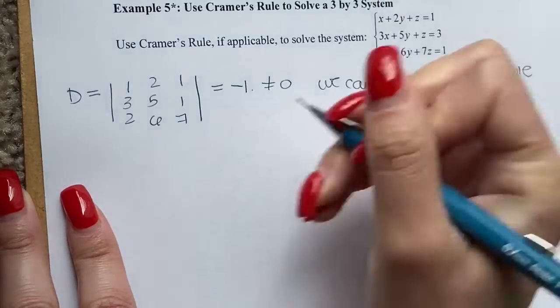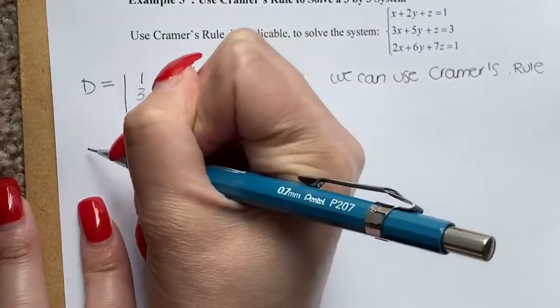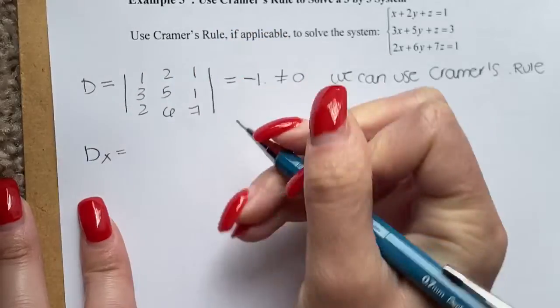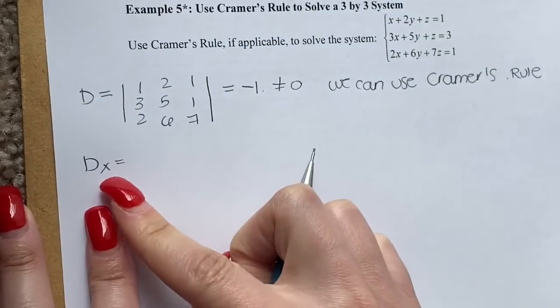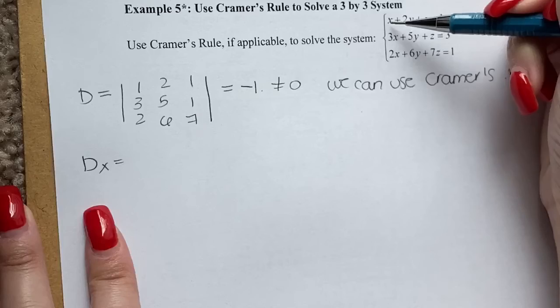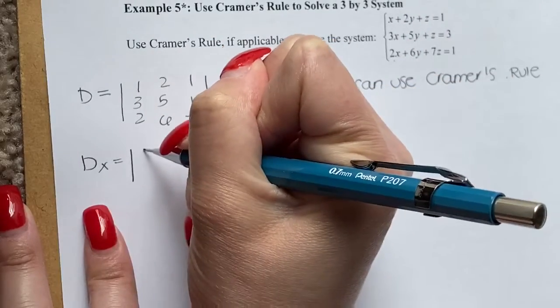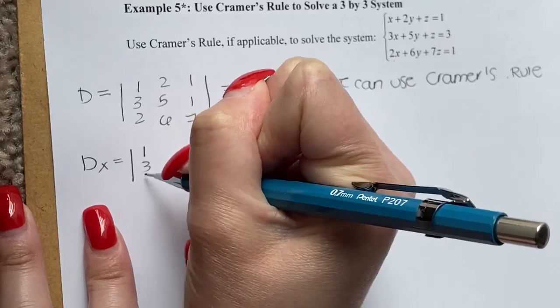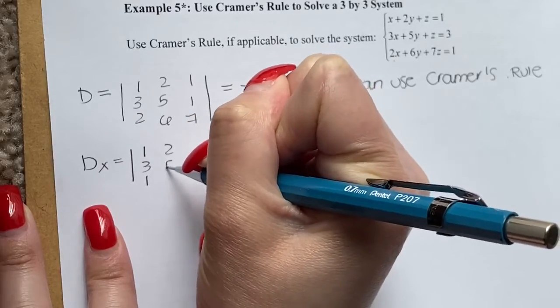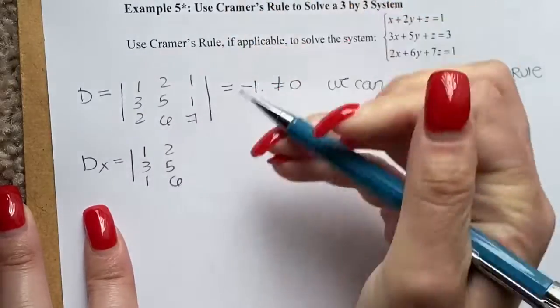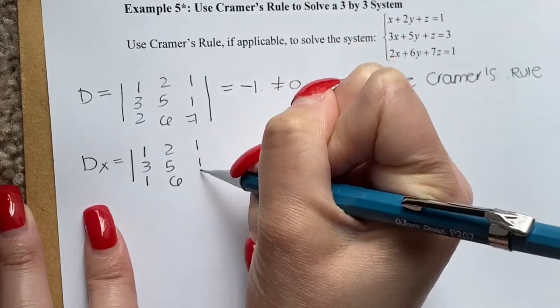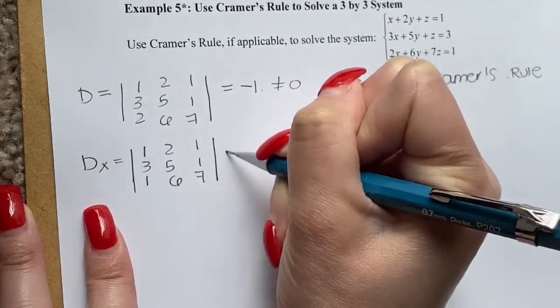So after that, what are you going to do? You are going to find your d sub x. Remember, when you have the d sub x here, you are going to replace all the x's with the constants, meaning you're going to have 1, 3, 1, and then the rest of the original matrix is going to stay the same. So you have this equation.